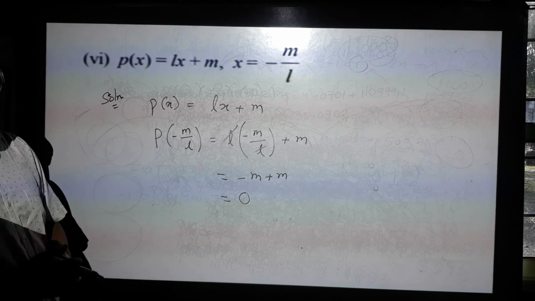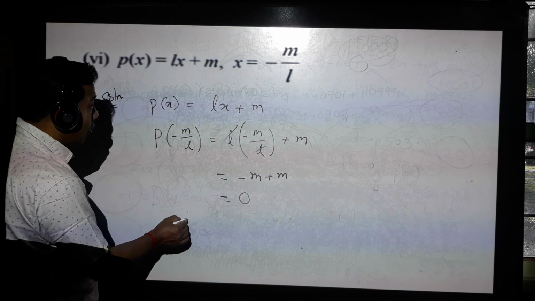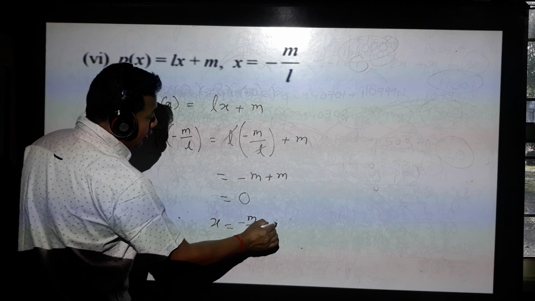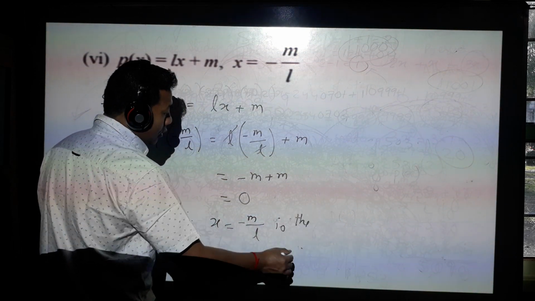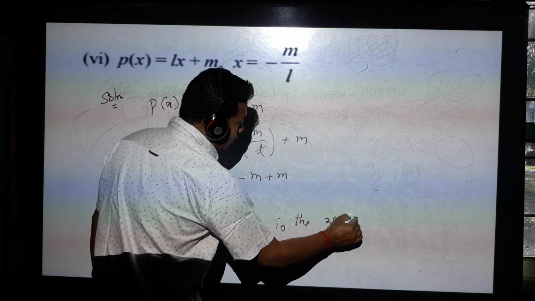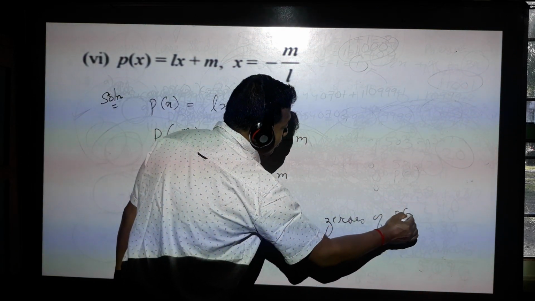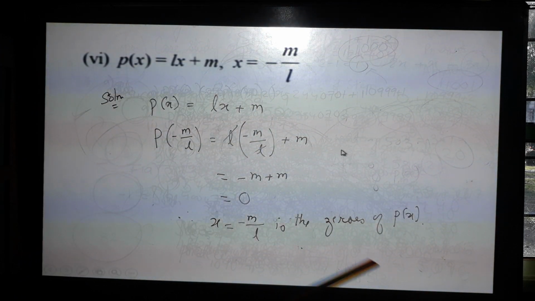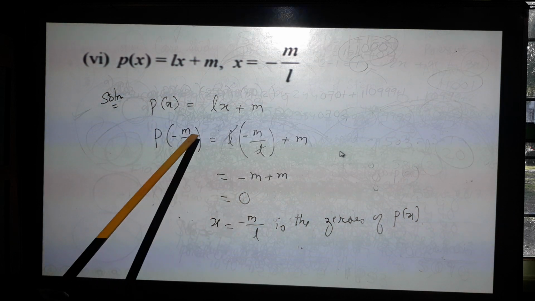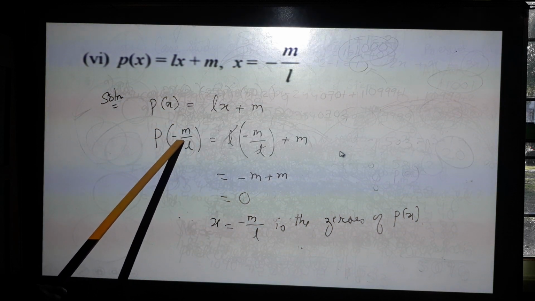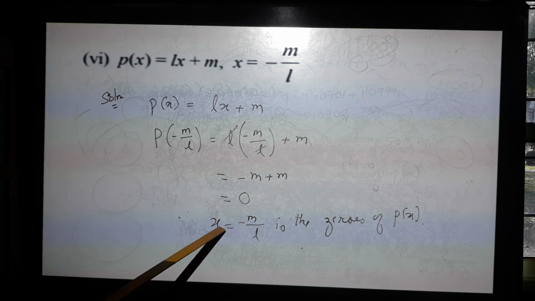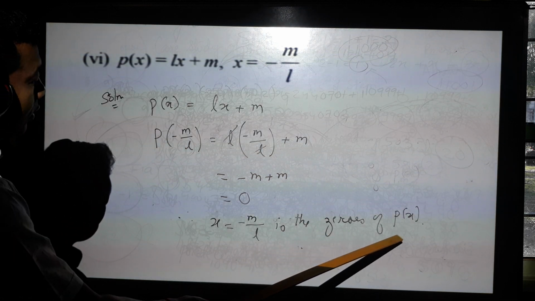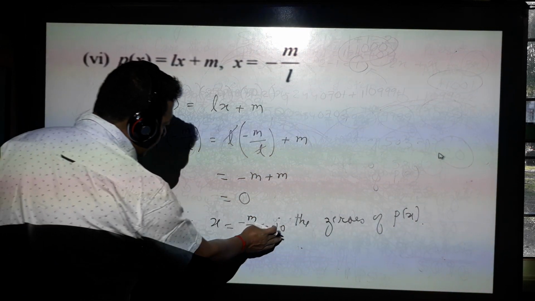Since the value of the polynomial becomes 0, therefore x equal to minus m by l is a zero of p of x. Look nicely. Since the value of p of x becomes 0 when you replace x equal to minus m by l, therefore x equal to minus m by l is a zero of the polynomial.